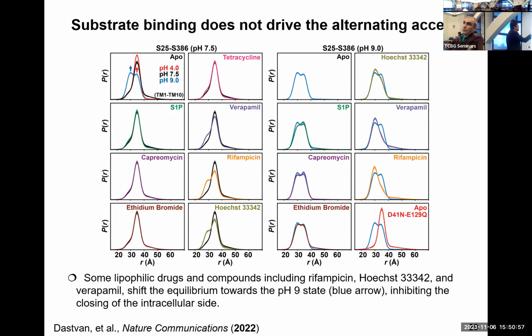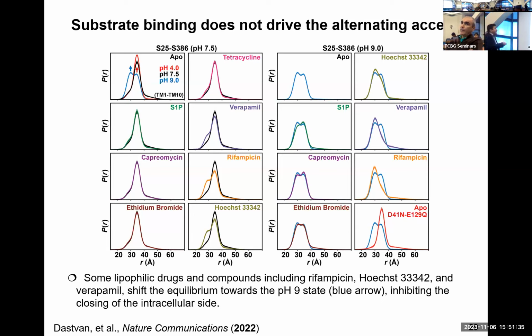When we tried verapamil and Hoechst, because I study multidrug transporters, so I just put in all those lipophilic compounds, in fact they stabilize the inward facing conformation, and when we go from pH 7.5 to 9, the effect is much higher. Only when we have the mutations or protonations can we detect closing of the intracellular side. So substrate binding cannot seem to generate the conformational changes, and only proton binding and protonation is the main driving force.